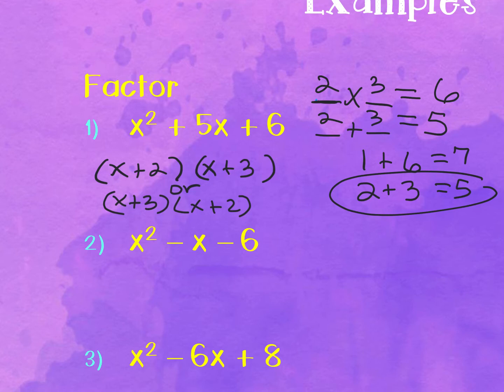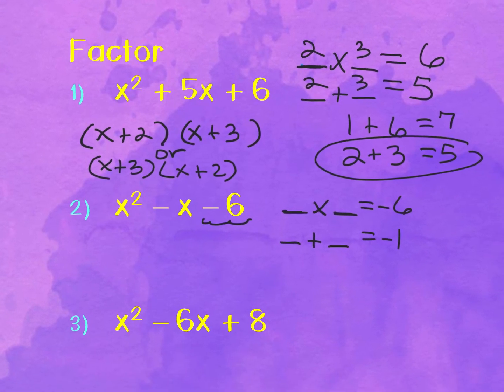Notice this time my sign on that last term is negative. So when this is a negative number, this tells me the signs on my factors are different. Because when I multiply to get a negative, the signs have to be different, a negative times a positive. So again, I'm looking for two numbers that are going to multiply to give me negative 6, but who will add to give me negative 1.